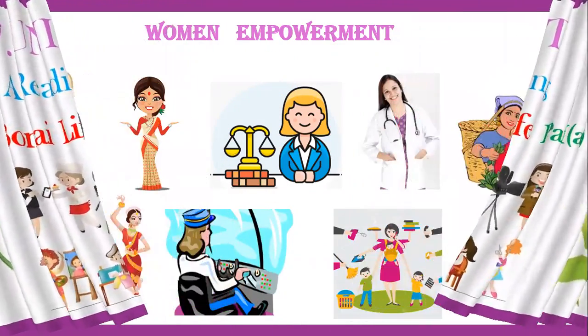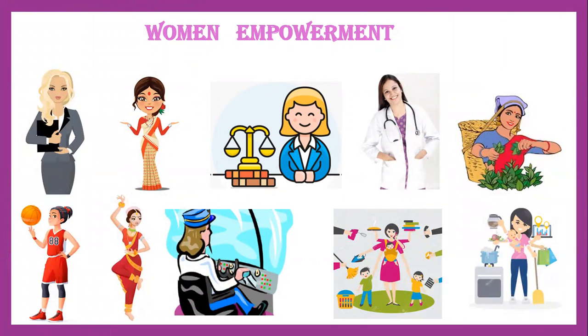This Unit 7 deals with woman empowerment. You already know what you mean by woman, and what you mean by empowerment. It means the authority or power given to do something, because you all know that a woman is not given full power to do anything.